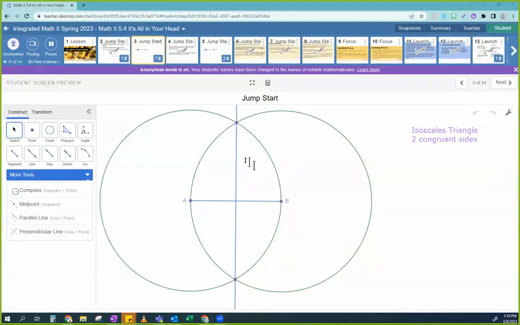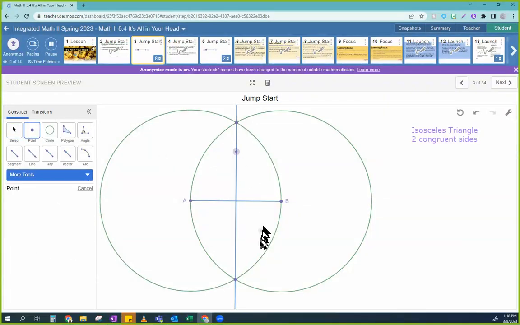So if you remember from our previous lesson, we learned that whenever this is congruent to this, any point on this perpendicular bisector is going to be equidistant to the endpoints, right? So what all I need to do is pick a point. You get to pick whatever point you want. So I am going to pick a point like this.